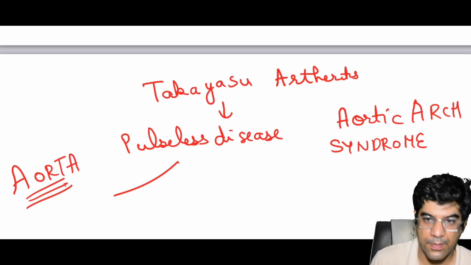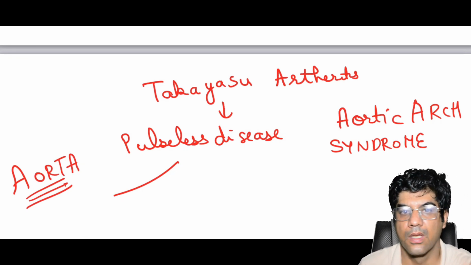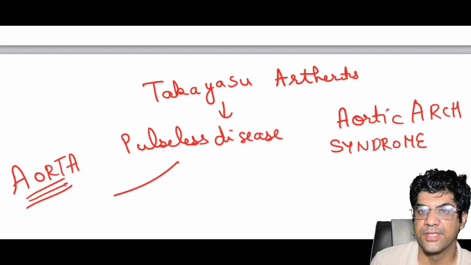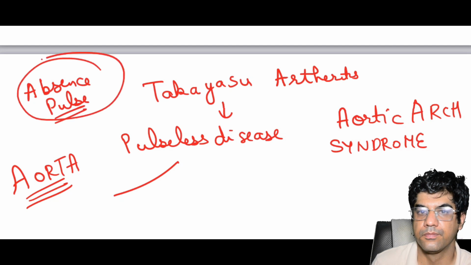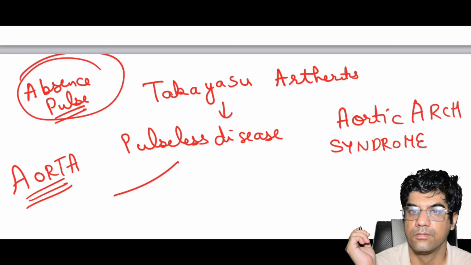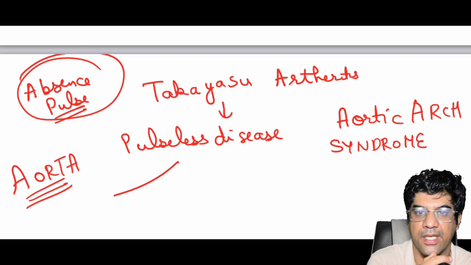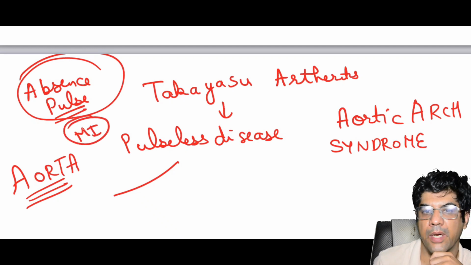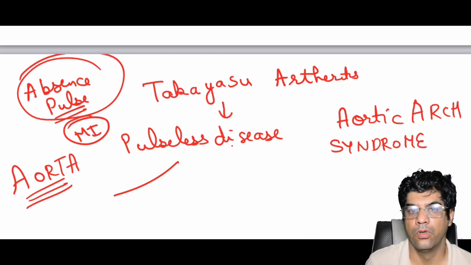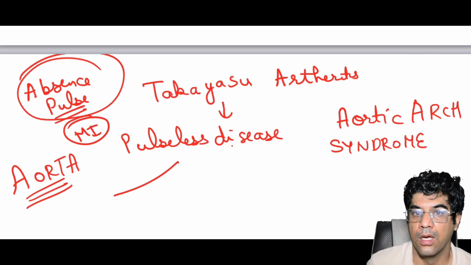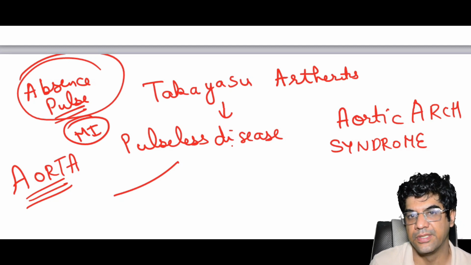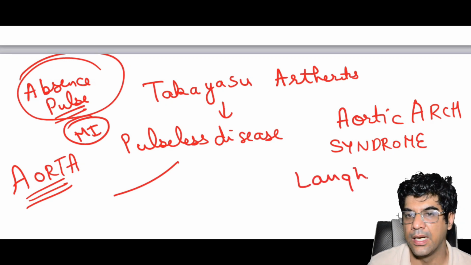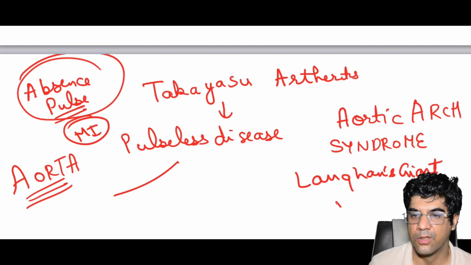So this condition, remember, primarily involves young women and is associated with symptoms such as absent pulses in both arms. There would be ocular manifestations. Ischemia can occur due to thrombotic occlusion of the vessels that could lead to MI, that is myocardial infarction. Here you would see inflammatory changes in the adventitia and the media, and granulomatous changes may be seen with central necrosis. Apart from that, Langhans giant cells could be seen.